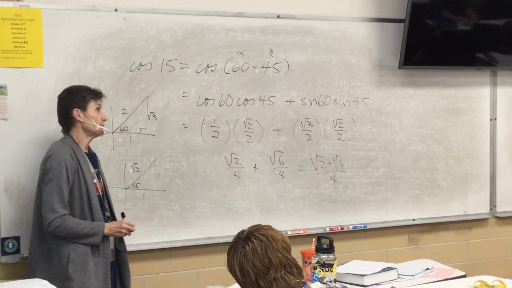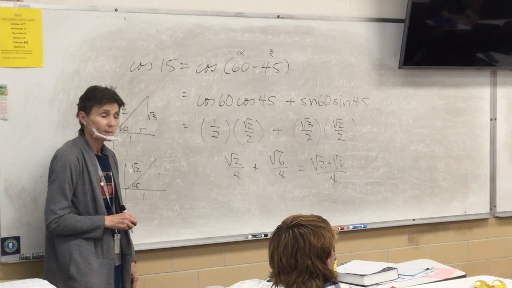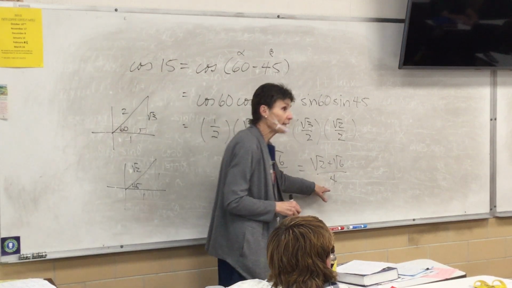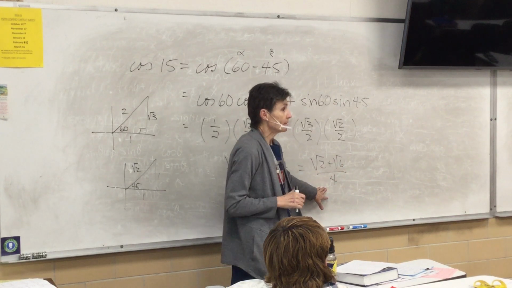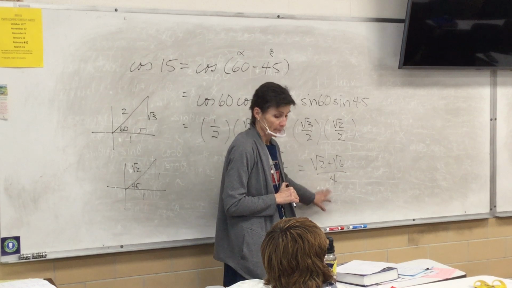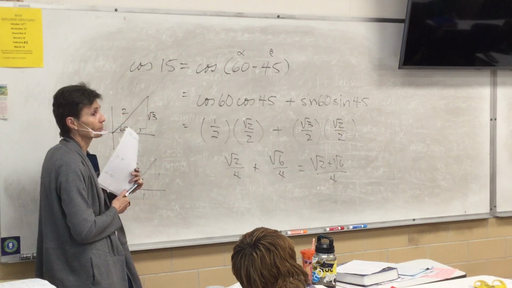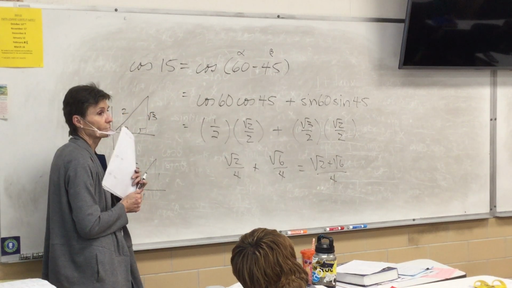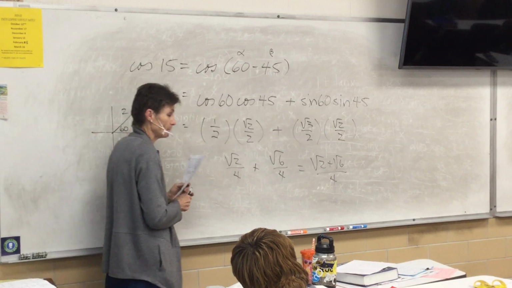If you typed into your calculator cosine 15, you would get a decimal. This is called the exact answer because there's no round off. I did it by hand, there's no round off. Okay? All right, let's look at the next one.